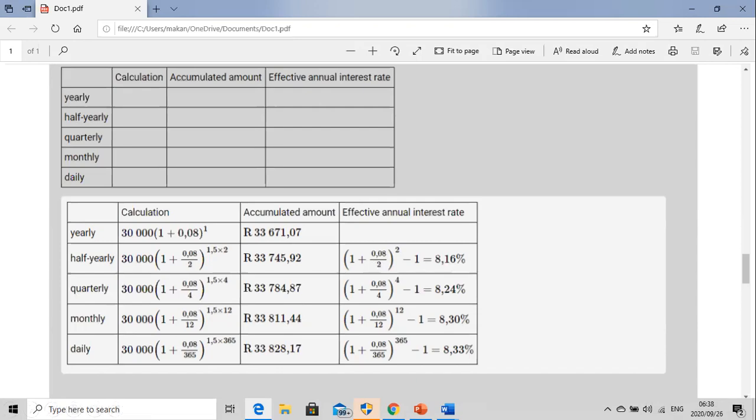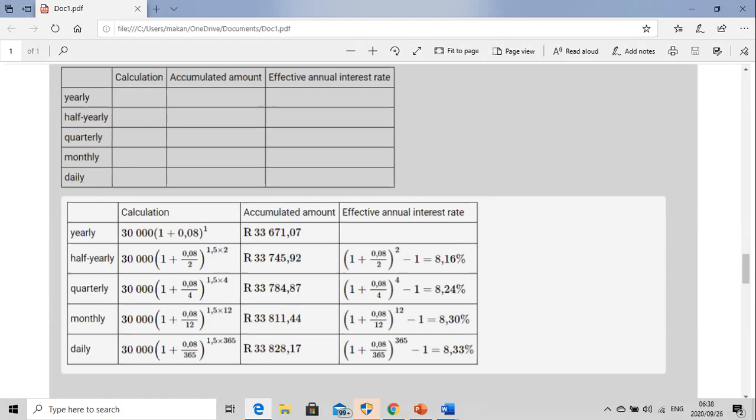We divide by 4 because there are 4 quarters in a year. So if you calculate your accumulated amount quarterly, this means it will be done 4 times in a year: the first quarter, the second quarter, third, and fourth. Whereas when it comes to half yearly, there are 2 halves in a year. That is why we have 2 there.